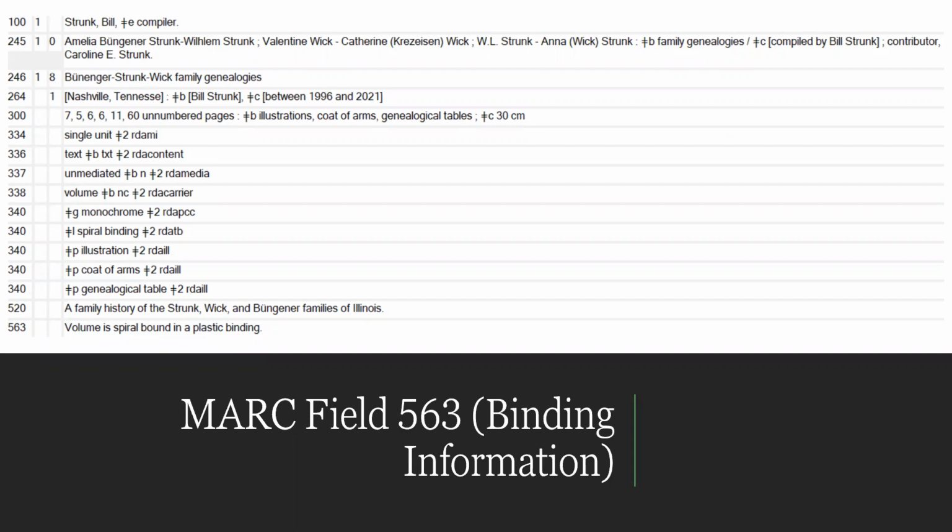So subfield A is for the binding note, and subfield U is the uniform resource identifier. Subfield 3 is material specified. Subfield 5 is the institution to which the field applies. Subfield 6 is linkage, and subfield 8 is field link and sequence number. I have really only seen the 563 field with a subfield A. For more information about subfields U, 3, 5, 6, and 8, you can go to the OCLC bib formats and standards page. And the example on the slide above is from the Amelia Bungener Strunk Wilhelm Strunk manifestation, which the CMC cataloged for Morton Public Library District.